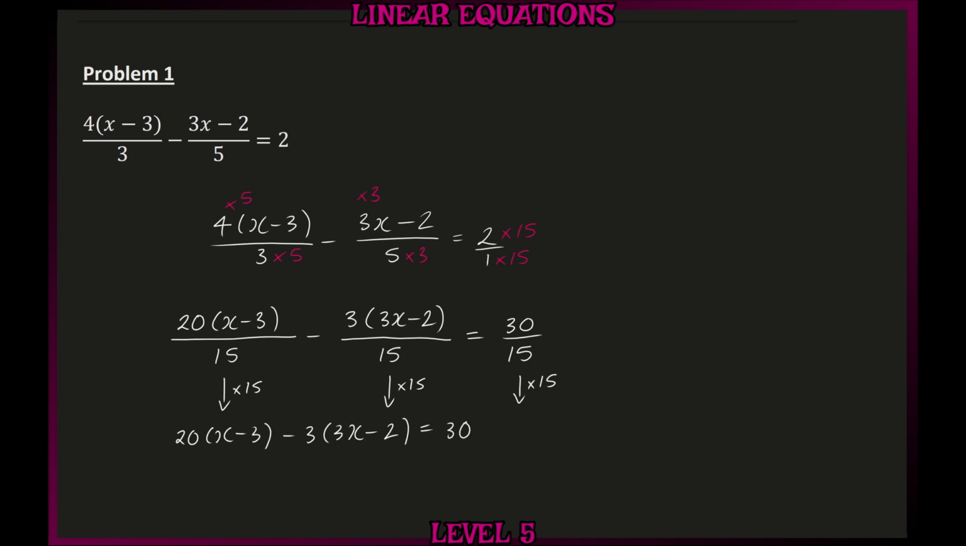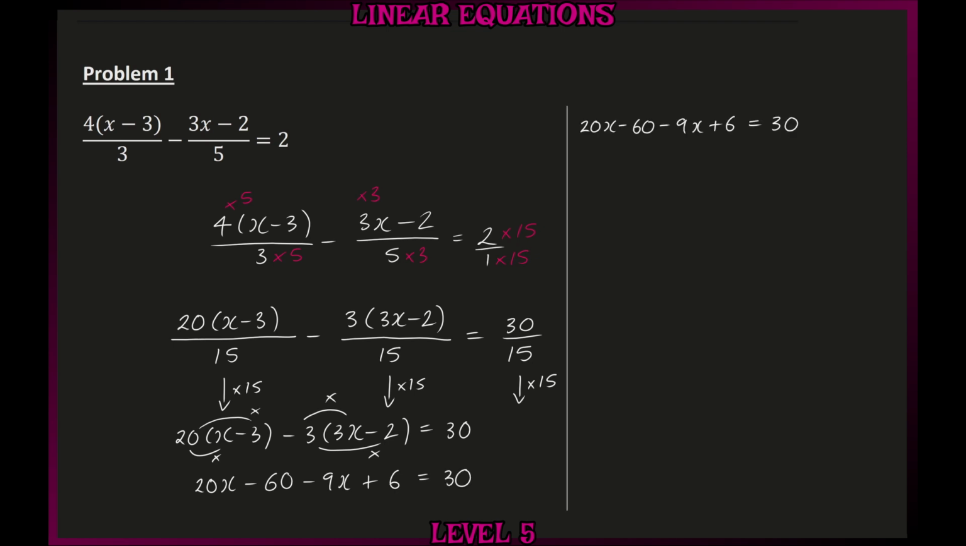Now on the left we've got some brackets, so we can expand those and start with 20 multiplied by x, which is 20x, 20 multiplied by minus 3, which is minus 60, minus 3 multiplied by 3x is minus 9x, and minus 3 multiplied by minus 2 is positive 6. And on the right we still just have 30.